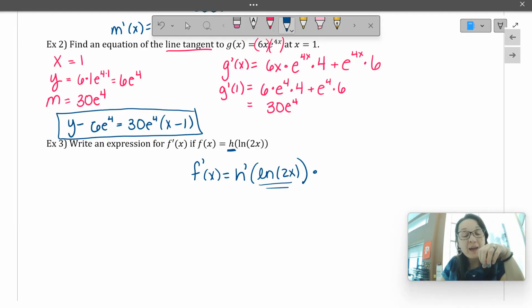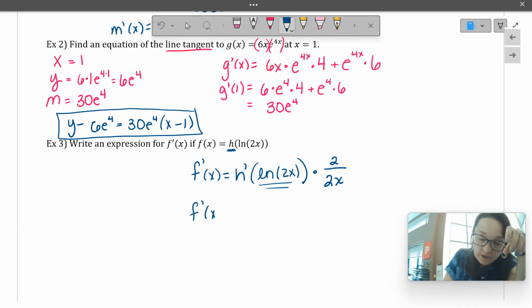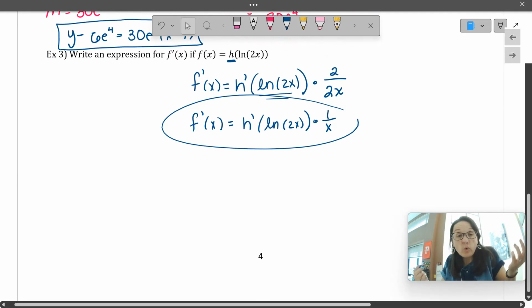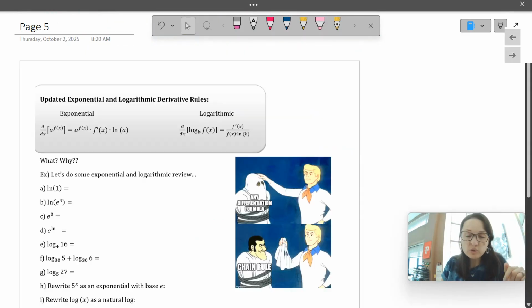The derivative of ln 2x is that new derivative of ln's, which is the derivative of the end over the end. So the derivative of ln 2x is the derivative of 2x, 2, over 2x. Derivative of the end over the end. So f prime of x is h prime of ln 2x times 1 over x. That's it. Okay. Now, there is more, so turn the page.